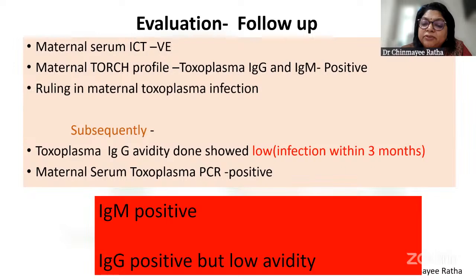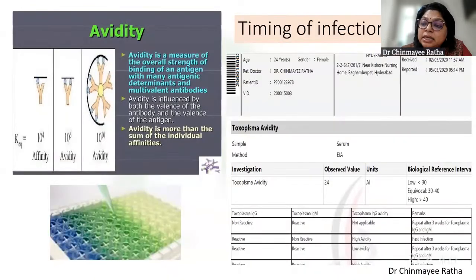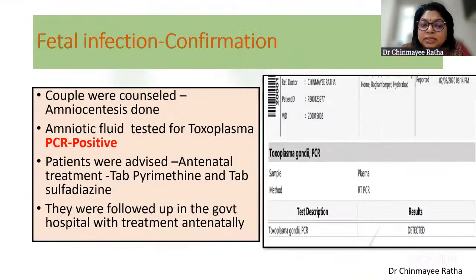The timing of the infection is very important, because if the infection is within the pregnancy, then you expect some effects on the fetus. If it is a past infection predating the pregnancy, then you do not expect any impact on the fetus, because the transfer of these infections is transplacental. So since the avidity was low, we assumed that this is a recent infection, and we counseled the couple and did what is called an amniocentesis.